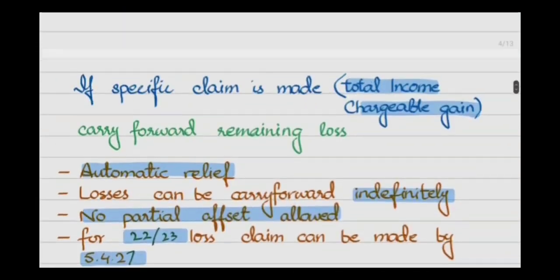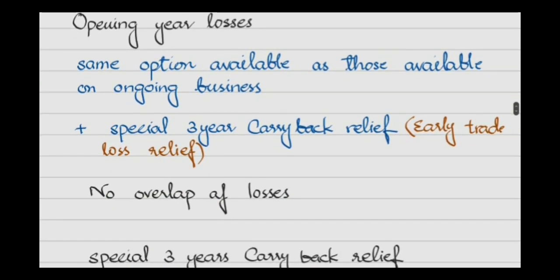Now I will consider the opening year rules. Opening year loss rules are applicable to a business that has started in the current year. Same options are available as those available on ongoing business. All other options that are available to ongoing business are also available to opening year business losses. Plus, a special 3-year carry back relief is given for early loss relief. This is a special opening year relief option available.